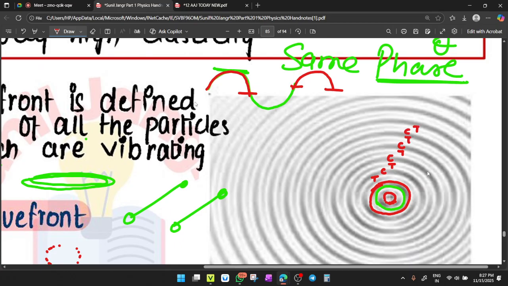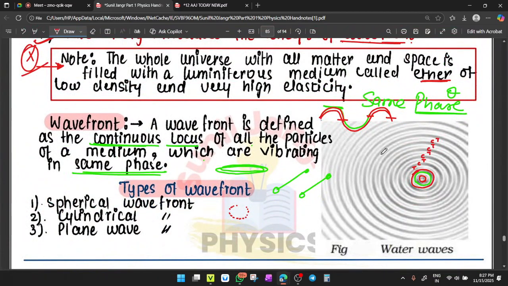Clear? So light is moving in the form of crests and troughs. Obviously, that is the feature of electromagnetic waves and transverse waves. In class 11th, we have studied that waves moving in the form of crests and troughs are called transverse waves. Clear? So this jacket of particles vibrating in the same phase is called wavefront.